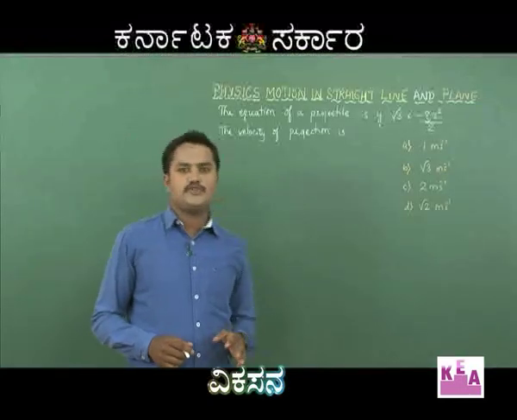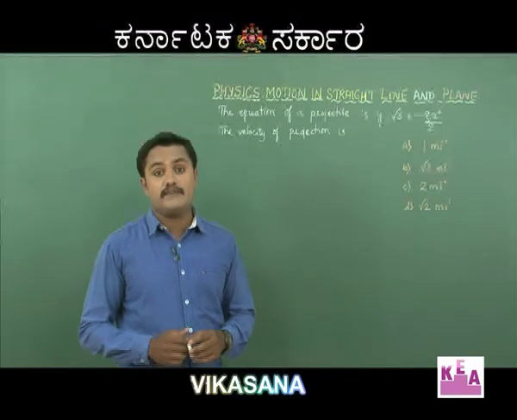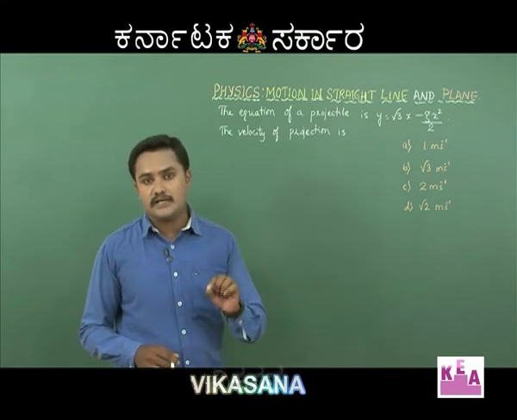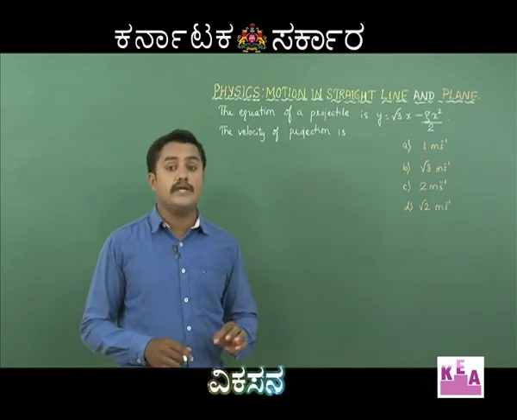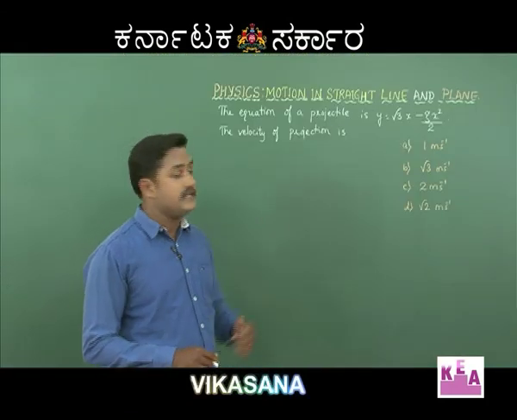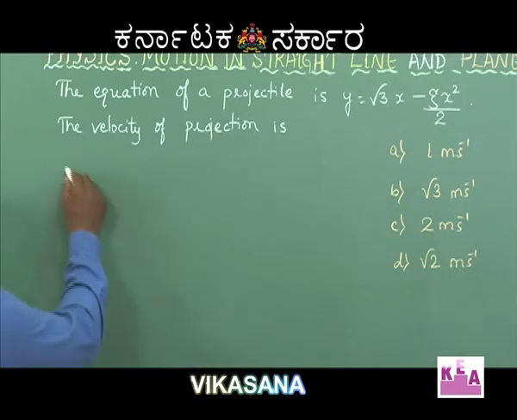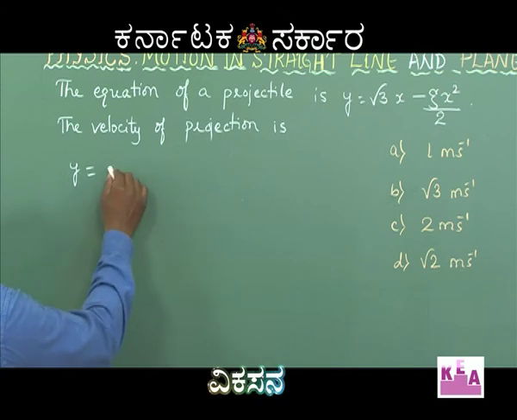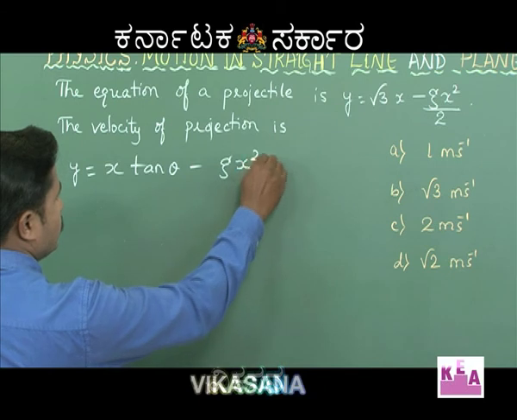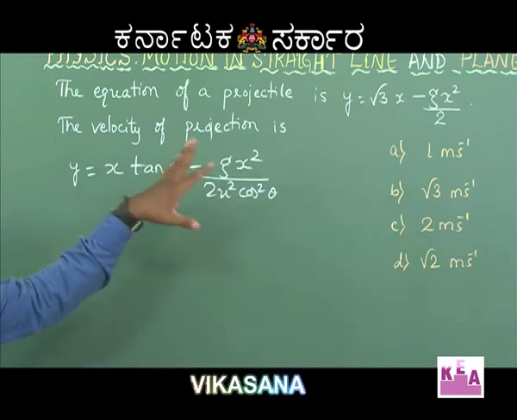Dear students, this is based on the equation of trajectory of a projectile. We know the standard equation of trajectory of a projectile is given by y is equal to x tan theta minus g x square by 2u square cos square theta. Compare this standard equation with the given equation, and you will get the value of the velocity of projection. Let me write the expression for the trajectory of the projectile. It is x tan theta minus g x square by 2u square cos square theta. Compare this with the given equation.